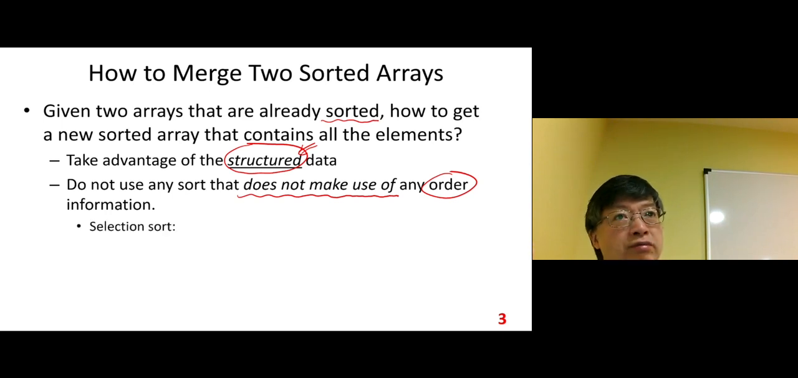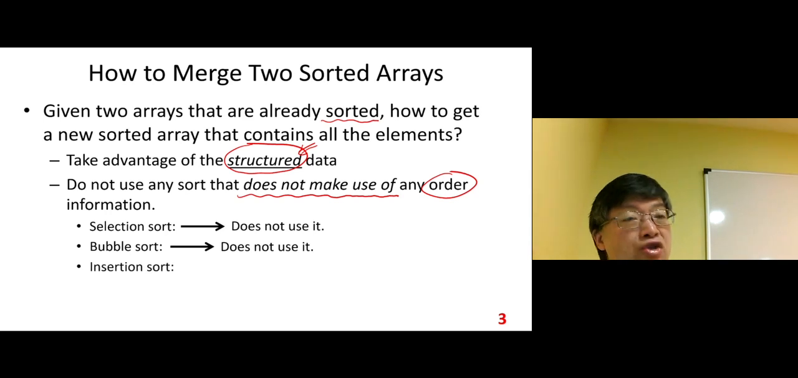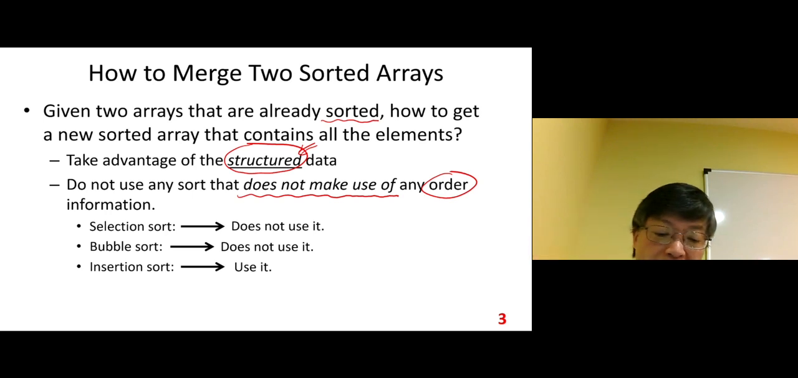First, selection sort. In selection sort, do we use any order information? No. Selection sort does not use it. Bubble sort, do we use any order information in bubble sort? It does not. Okay? Then insertion sort. That's different. For the insertion sort, we use the order information a lot. A lot.